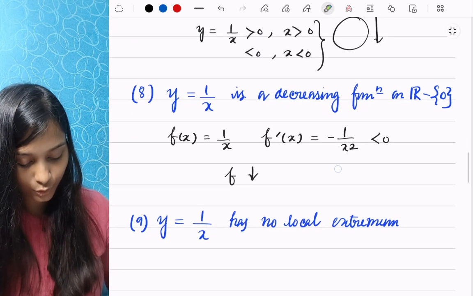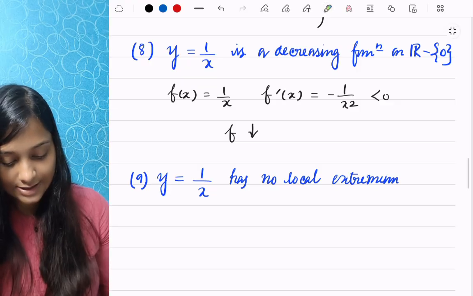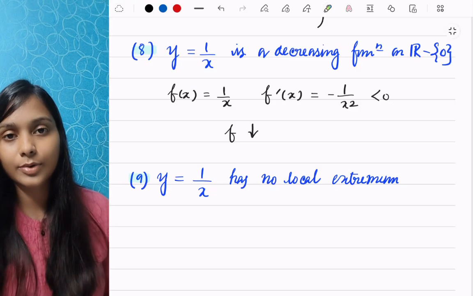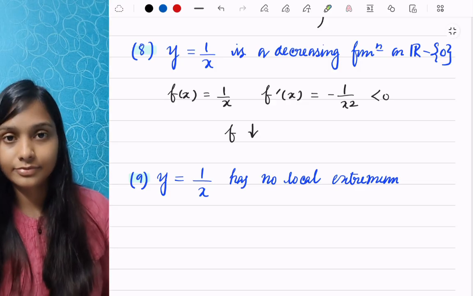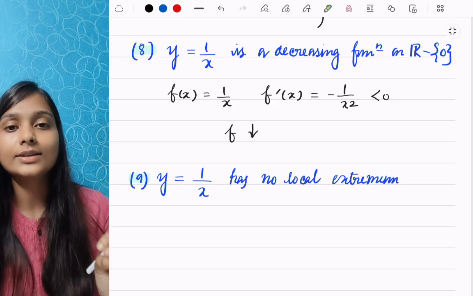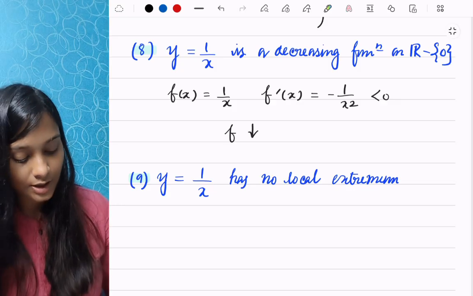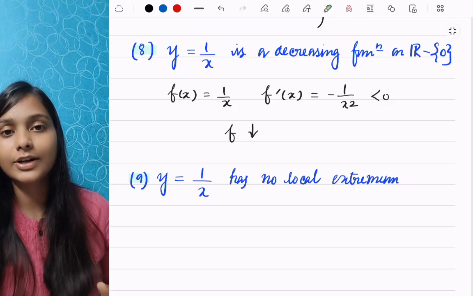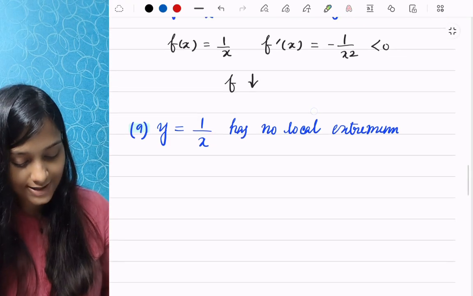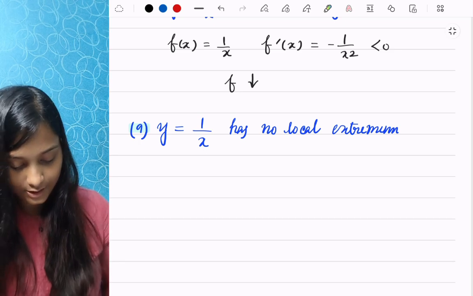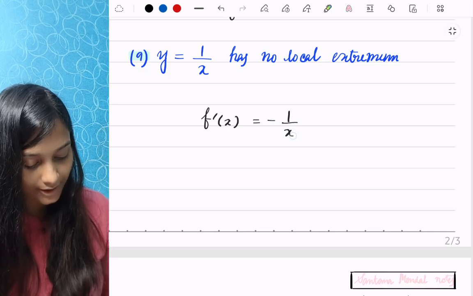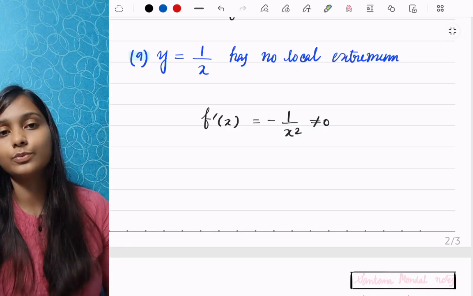Okay, so the next property is that this function has no local extremum, and obviously for a local extremum to occur, if there is a local extremum at some point, then the derivative must vanish there. But from here we can see that the derivative is always negative and it can never be 0, as f dash x equals minus 1 by x square, and it can never be 0.